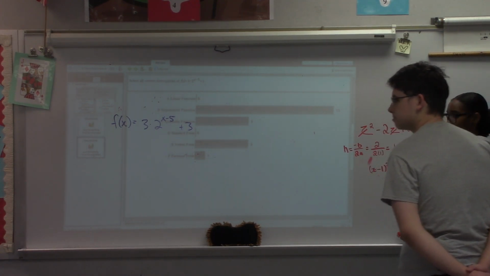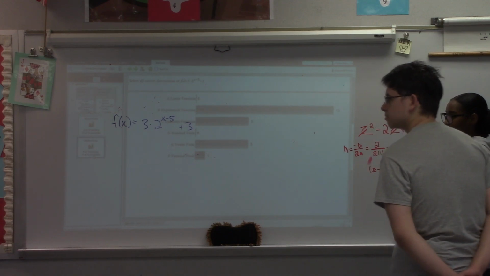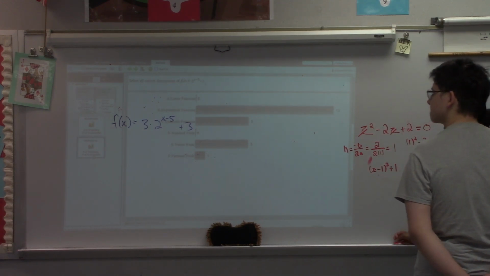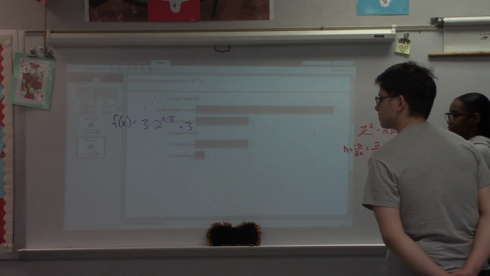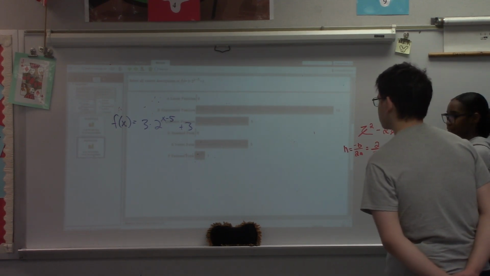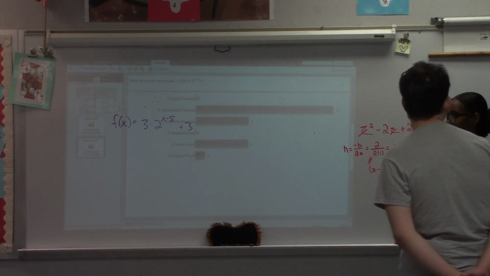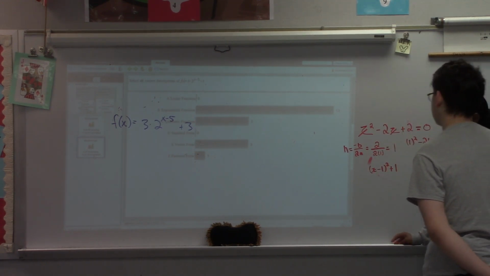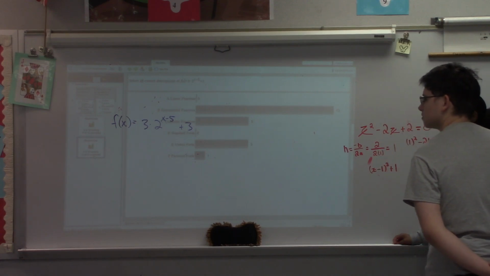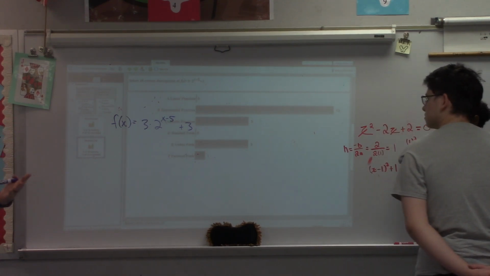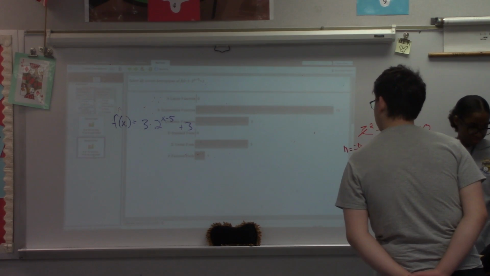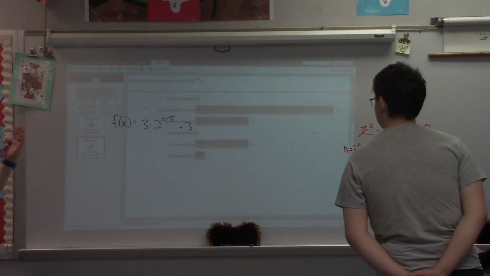Algebraic representation. How do we know? Remember, you got to justify your answers. How do we know it's algebraic? It's an equation with variables and with numbers, right? We need to be able to recognize that. We're talking about an algebraic representation because it's an equation. So, what do we see here, right?